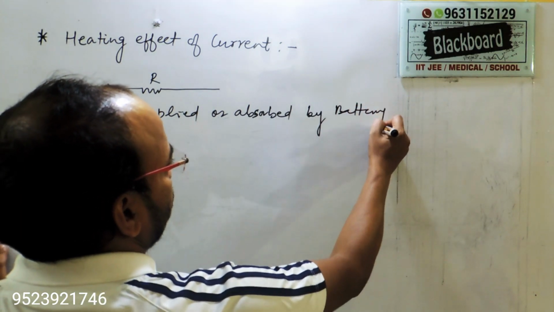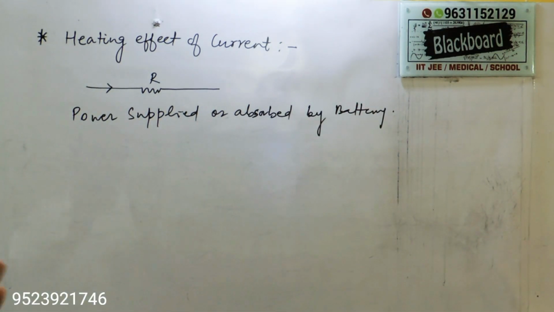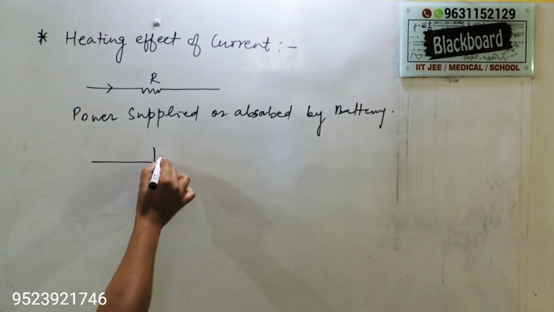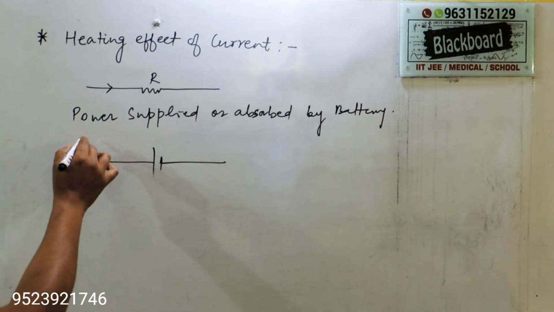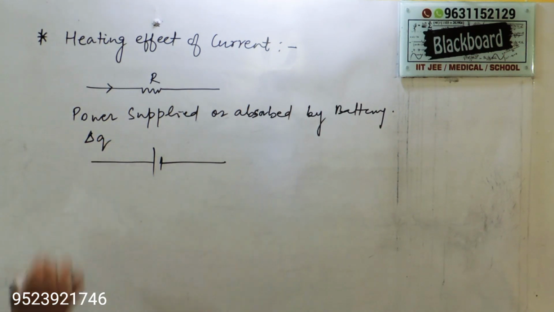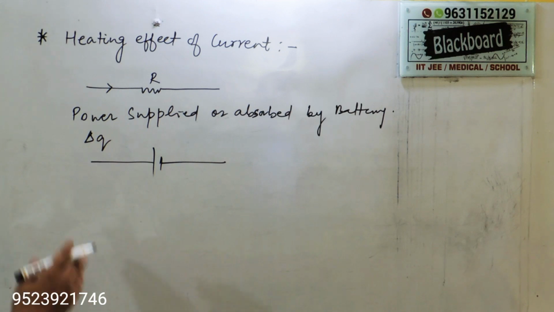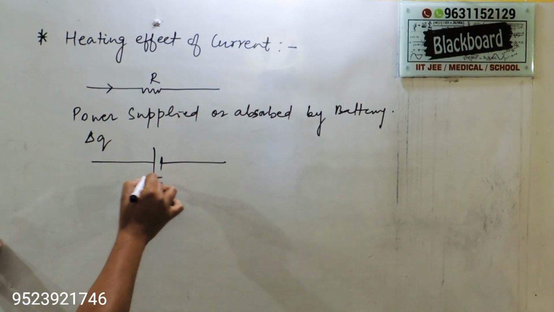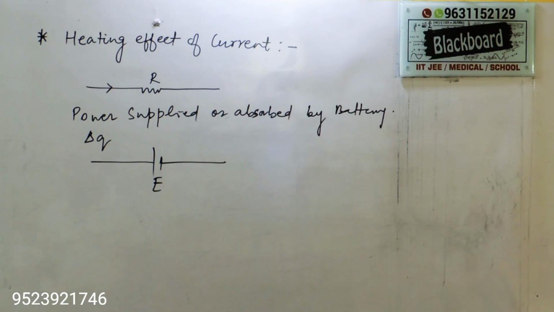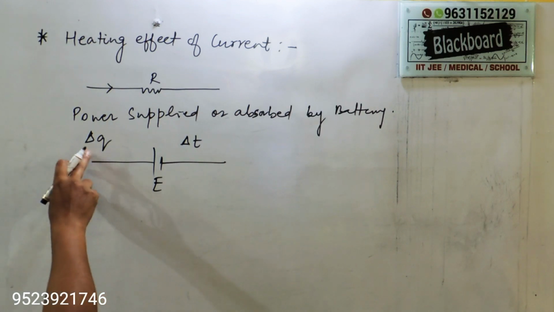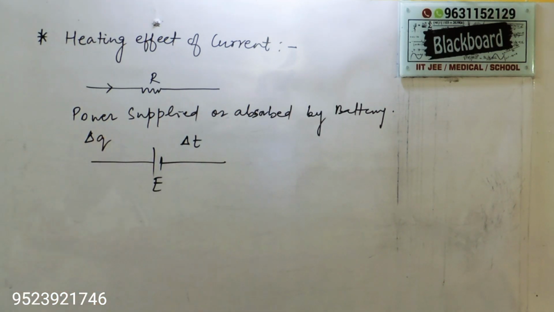In a circuit, we see how much power will be supplied and absorbed because of the battery. When charges are transported across the EMF, let this be your battery, and here delta q amount of charge is passing through it. When charge is transported across a source of EMF, their potential energy changes. If the net charge delta q moves through the potential difference E, let here potential difference be E, and in time delta t, delta q charge is transported from here to here, or from this side to that side.